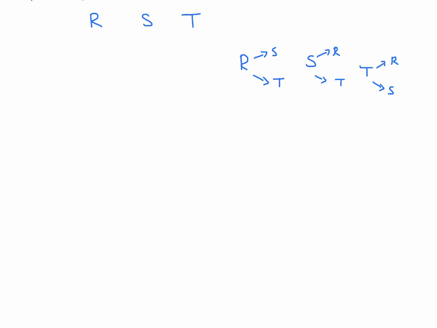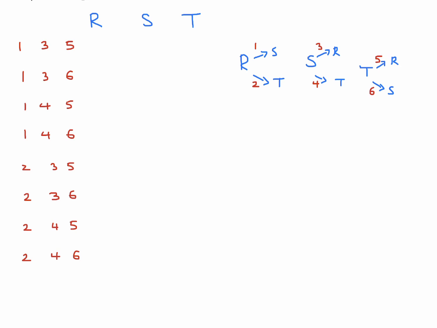So let's label these now. Rashawn to Sylvia I'll call 1, this I'll call 2, this I'll call 3, this I'll call 4, this I'll call 5, this I'll call 6. So our possible ways of doing this are 1, 3, 5; 1, 3, 6; 1, 4, 5; 1, 4, 6; or you can have 2, 3, 5; 2, 3, 6; 2, 4, 5; or 2, 4, 6, like that.